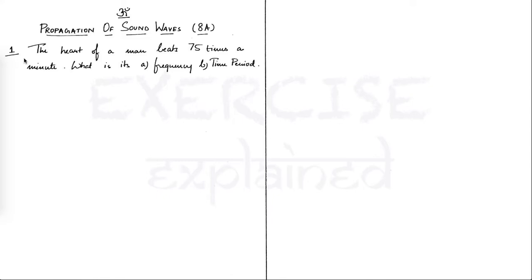So, coming to the first question. The heart of a man beats 75 times a minute. What is its frequency? And B part is what is its time period?